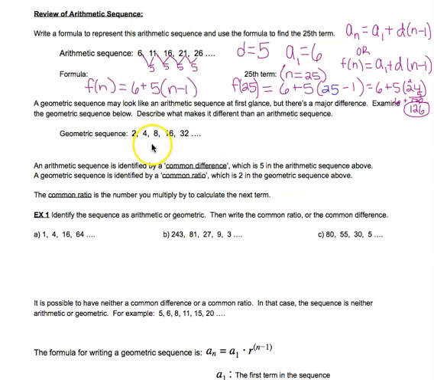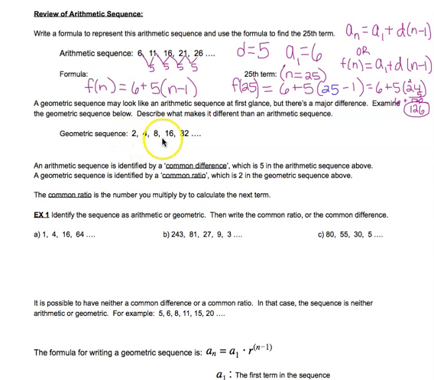All right, so a geometric sequence, at just a quick glance, looks like an arithmetic sequence. You've got numbers, and then you've got commas and ellipses, but there's a major difference. So look at and think about, if you were trying to make this an arithmetic sequence, where would you go wrong? What's wrong with this?